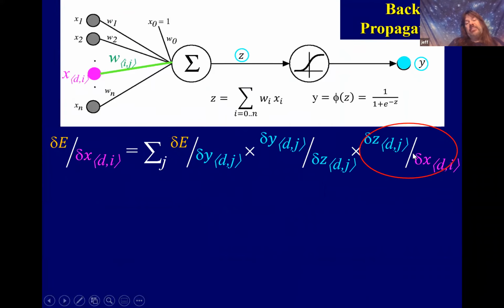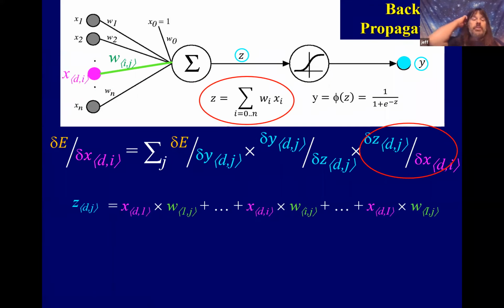What is it asking for? It's asking, if I change my x value a little bit, how much does it change my z value? Remember, the x value feeds into this neuron, which gives me a z value, right? Which later gives me a y value, right? But first, how does it change the z value? Well, how do we compute it?